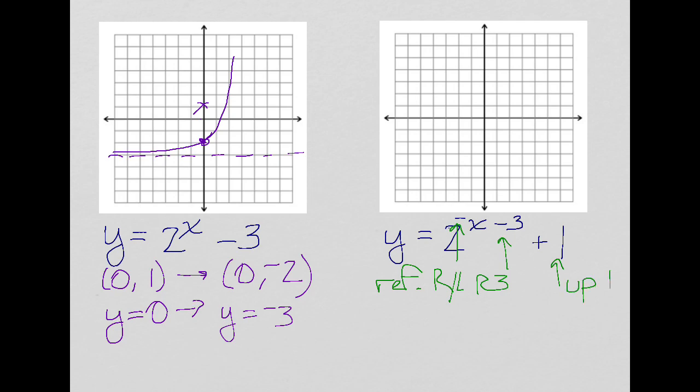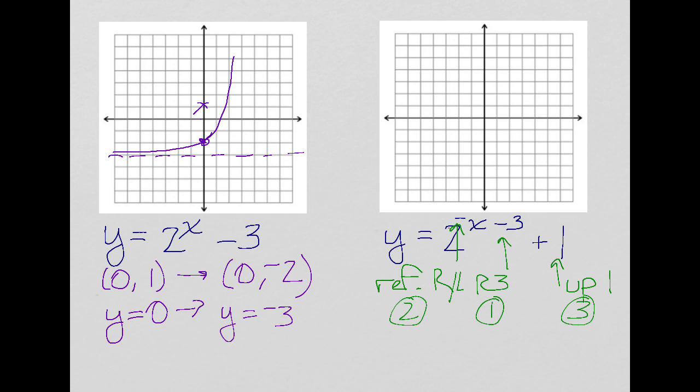And that's in order. We're going to move left or right first. We're going to reflect horizontally next. And move up 1 last. It might be the first thing you notice, but it's the last thing we're going to do.